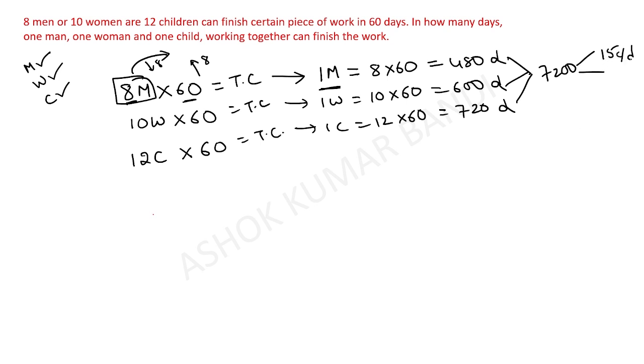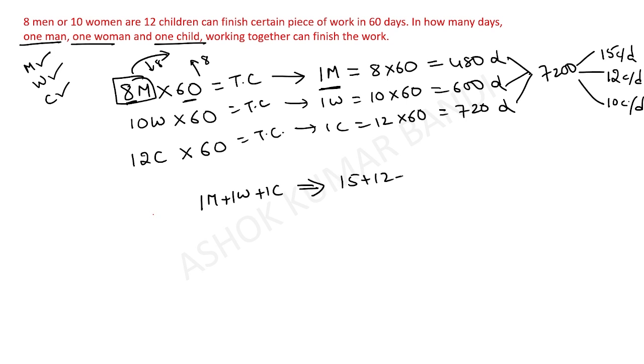Similarly, one woman can eat 7,200 chocolates in 600 days, means in one day she can eat 7,200 by 600, which is 12 chocolates per day. Similarly, one child can eat 7,200 chocolates in 720 days, so he can eat 10 chocolates per day. So one man can eat 15 chocolates, one woman 12 chocolates, one child 10 chocolates per day. But in our case, we are having one man, one woman and one child working together. So working together, they can finish 15 plus 12 plus 10, 37 chocolates in one day.